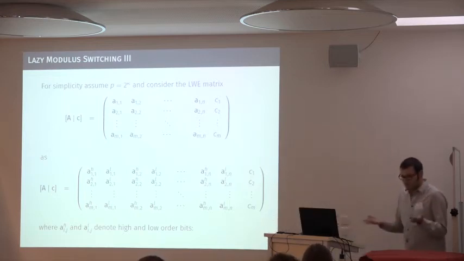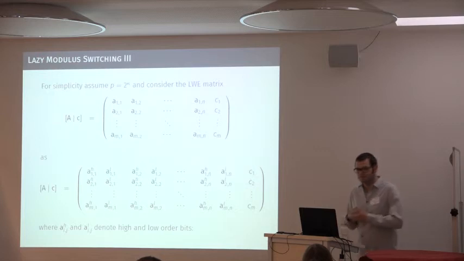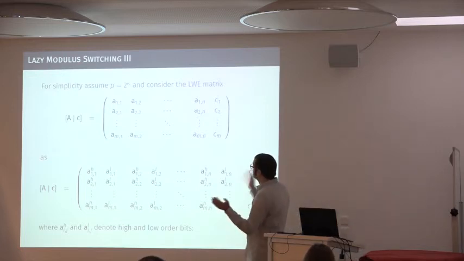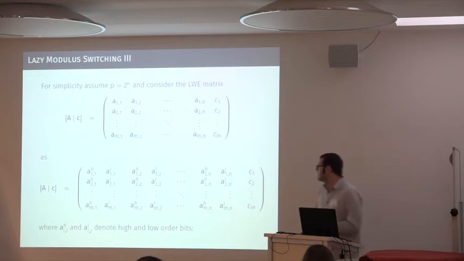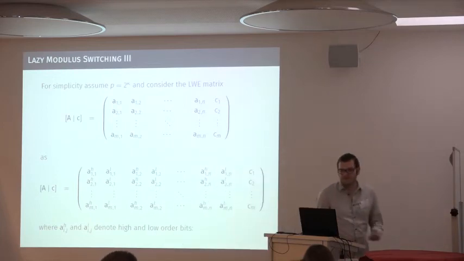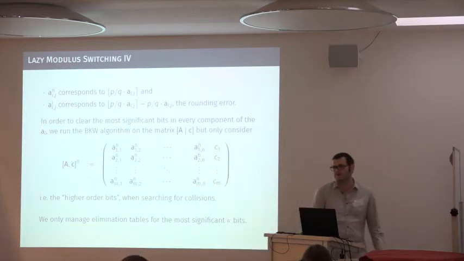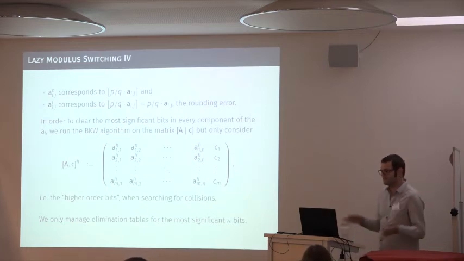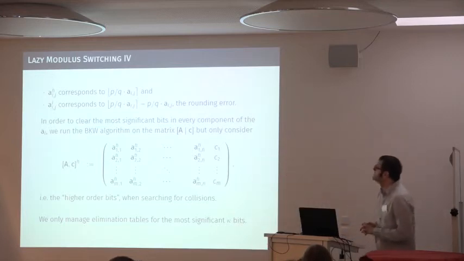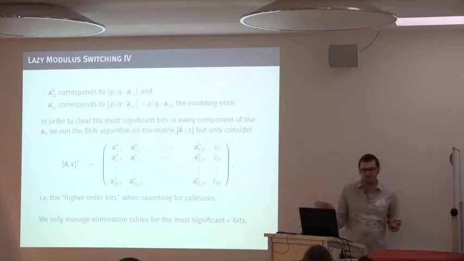In this higher order bit, lower order bit notation, let's assume for the sake of argument P is actually a power of 2, so we can argue about this cleanly without having to consider any ugliness. We have our matrix A concatenated with C, and we decompose A into higher order and lower order bits. All we're going to do is search for collisions in the higher order bits, but we're going to do arithmetic on the whole thing. That's really all we're doing. To map this back to the notation we had earlier, the higher order bits are the scaled one after modular switching, and the lower order bits are the thing that we rounded off, the noise that is produced.